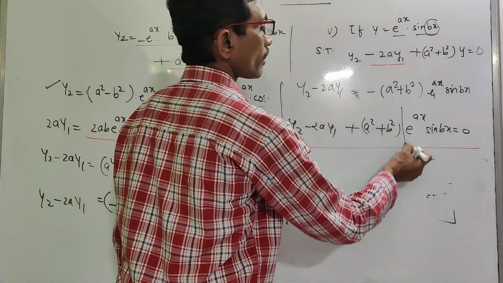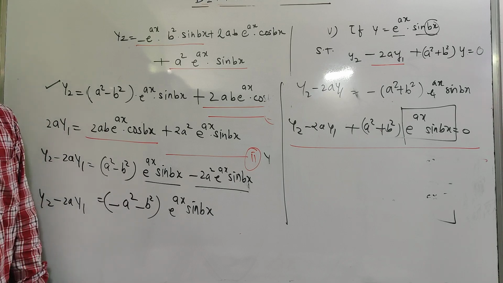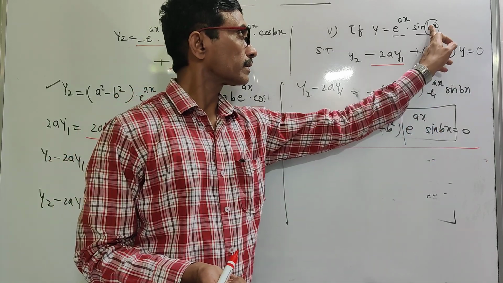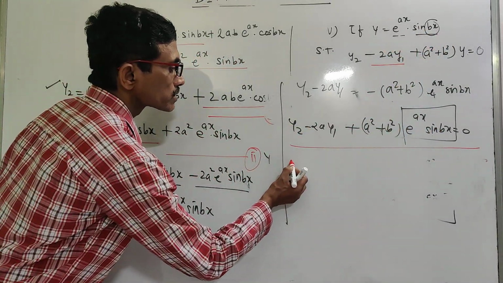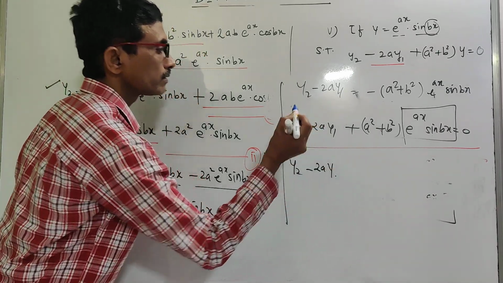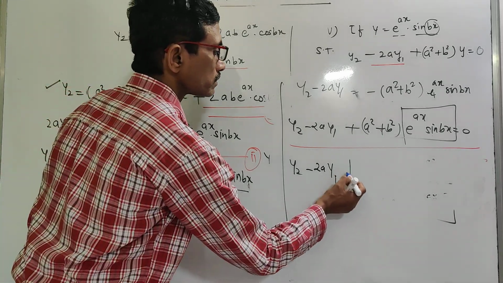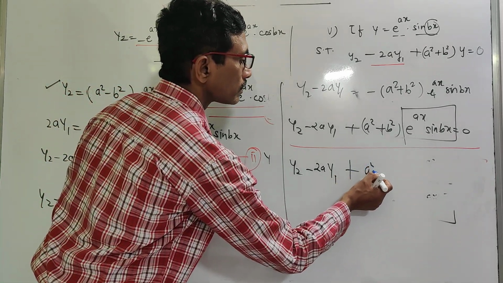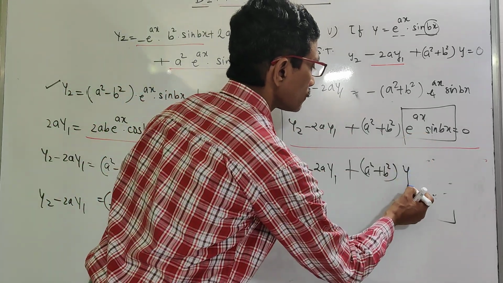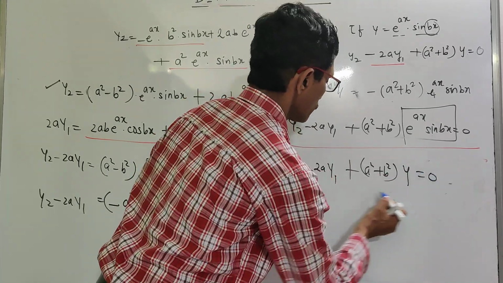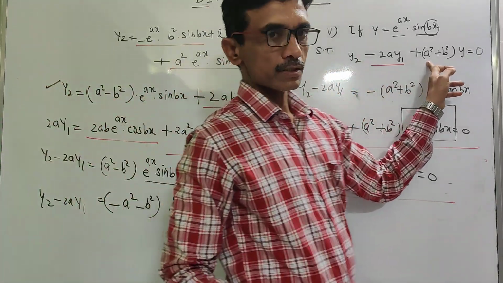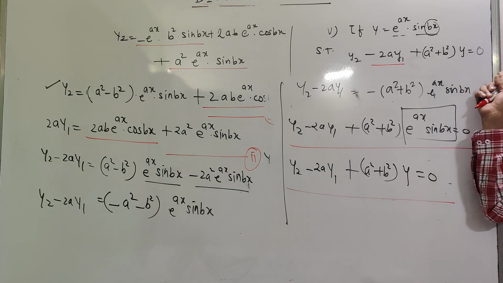But e raised to power ax sin bx is what? That is y. तो इसके बदले हम क्या लिखते हैं? Y. So that our expression will be y2 minus 2a y1 plus a square plus b square into, in place of this we'll write y, and the right hand side is equal to 0. So this is the required expression, y2 minus 2a y1 plus a square plus b square into y is equal to 0.